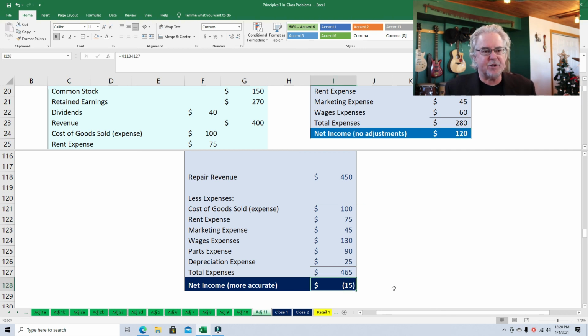Now, it isn't always the case that when you do adjusting entries that your income statement will look worse. Sometimes it'll look better. But the thing is, the adjusting entries that we did will help the income statement be more accurate, so you'll have a better picture. And one thing that is really true in business is that you can't make good decisions with bad information. You got to have good information. So if you want to make good decisions, you got to have good information. And this negative $15, that's more accurate. It's a better picture of what's really going on.